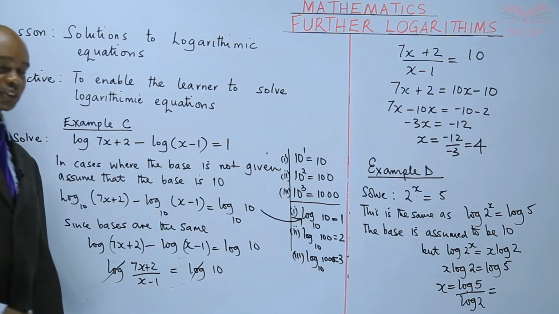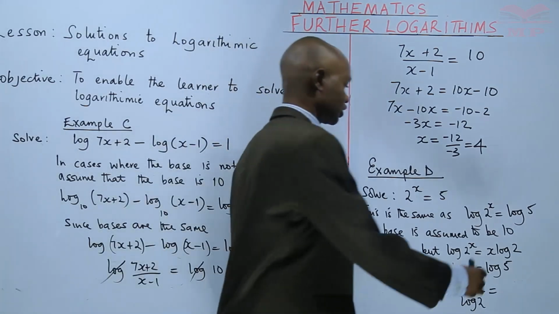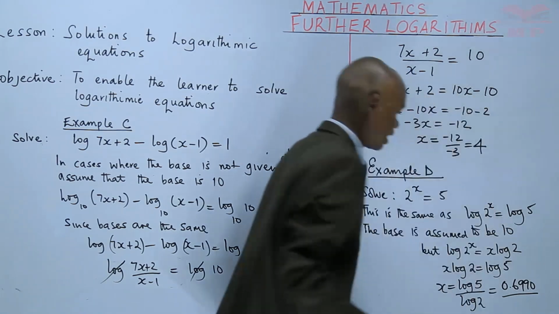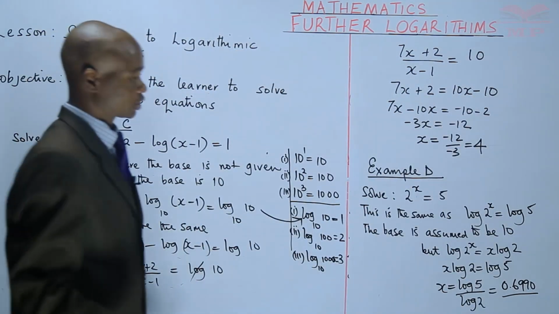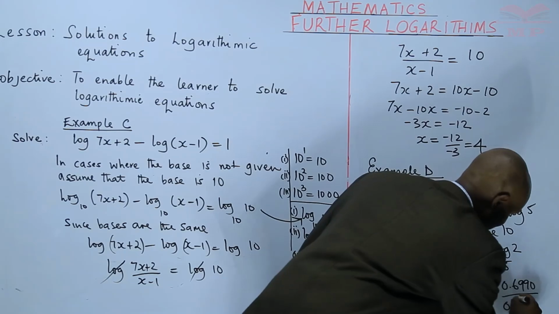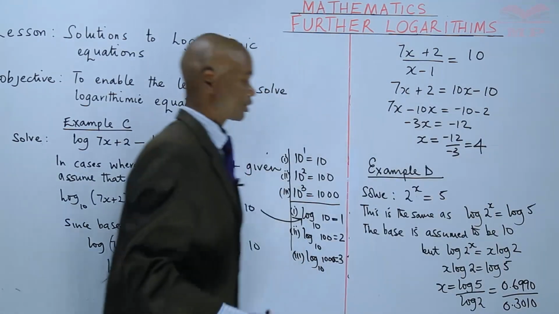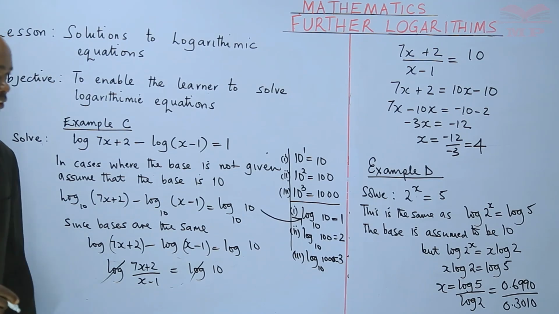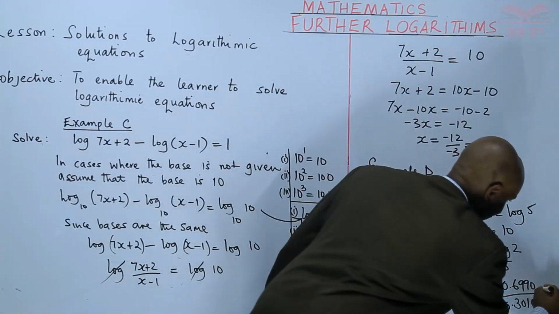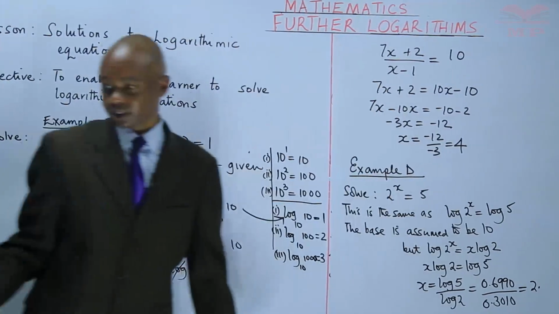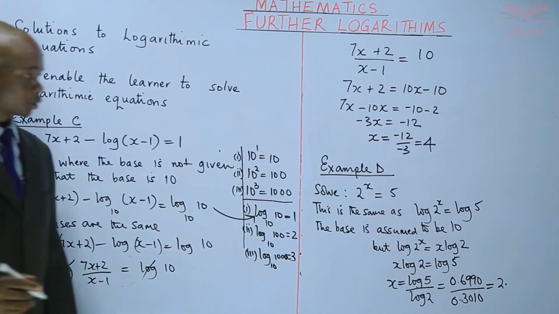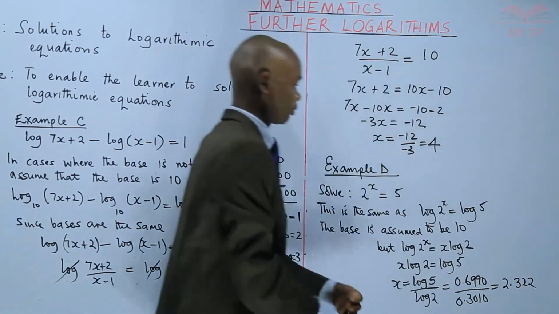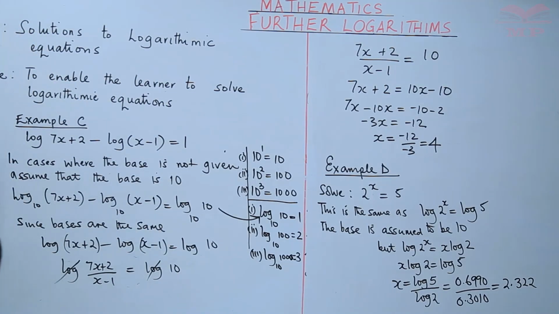Now, since the base is not given, I said you assume the base is 10. In your mathematical tables, log of 5 to the base 10 is 0.6990, and log of 2 to the base 10 is 0.3010. If we work out these, the value of x will be 2.322. That is how we work out that.